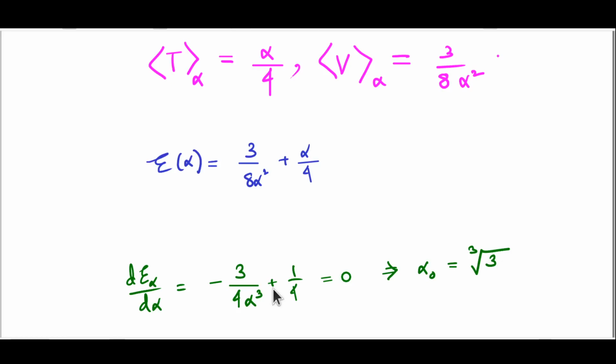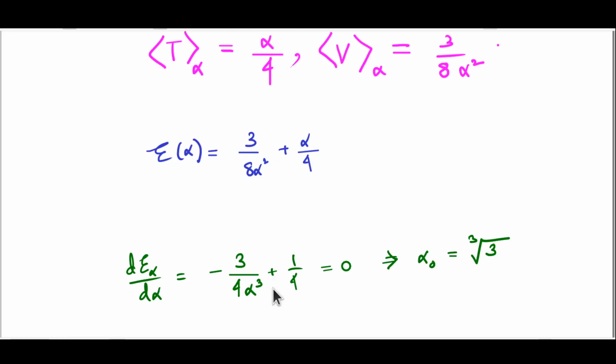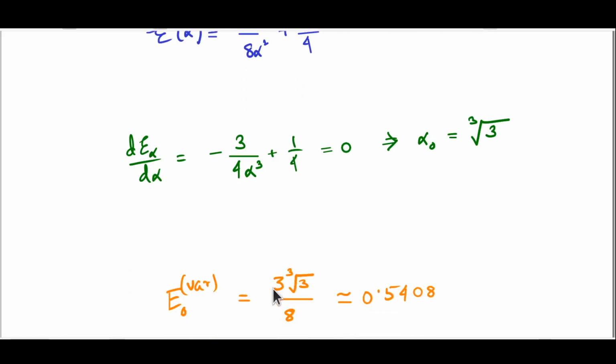And to minimize this, what we need to do is differentiate with respect to alpha and then set that equal to 0. And it's pretty straightforward to see that the result that you get is alpha naught works out to be cube root of 3 in this case. If you plug the value cube root of 3 back in the expression for curly E of alpha, you get the variational estimate for the ground state energy here, which turns out to be 3/8 of cube root of 3, and that is close to 0.5408. 0.54, slightly more than the ground state energy eigenvalue for the corresponding harmonic oscillator.